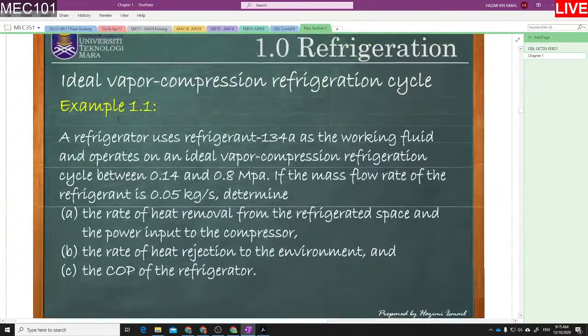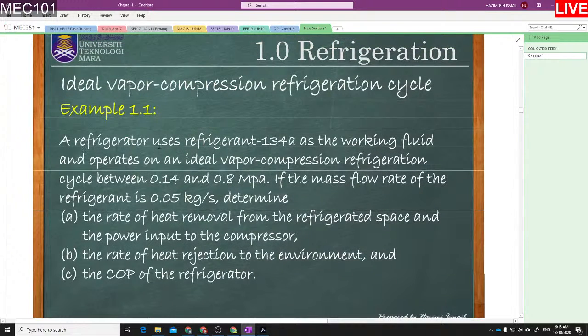Okay. Kita tengok apa soalan dia. Dia cakap refrigerant 134A. Okay. Refrigerant 134A is very common working fluid. Ni selalu kita guna 134 dalam aircon kereta, dalam chiller. Okay. Ni kita namakan dia refrigerant. Untuk refrigeration, kita panggil working fluid dia refrigerant.